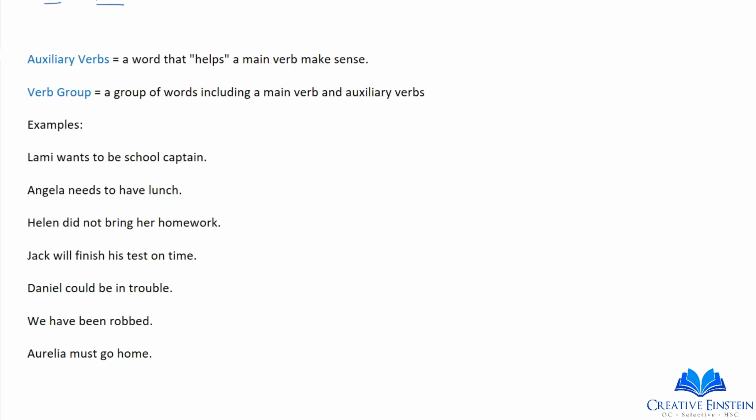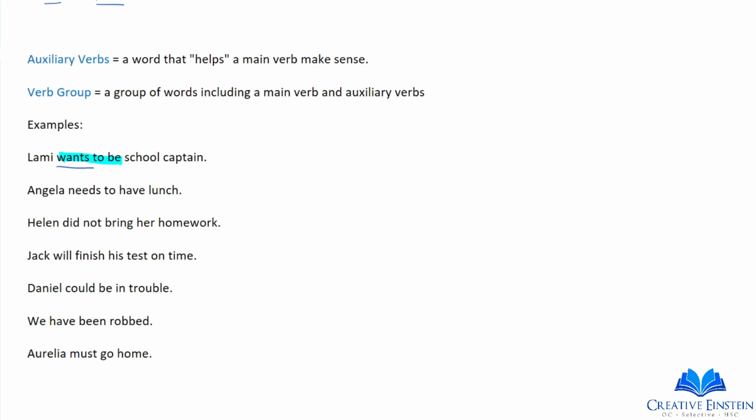Lami wants to be school captain. So Lami wants. That is our main word. The words that help it make sense is wants to be. So to be is our auxiliary verbs. So wants to be is the verb group.